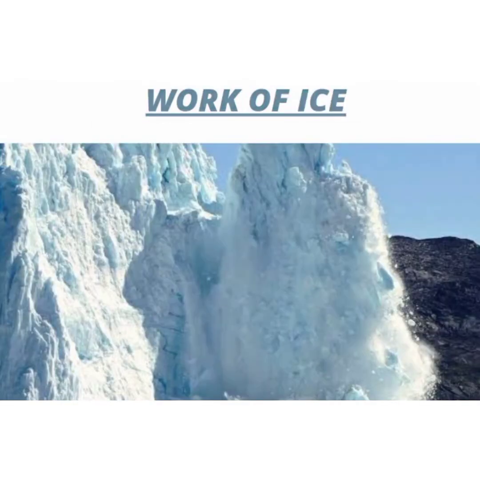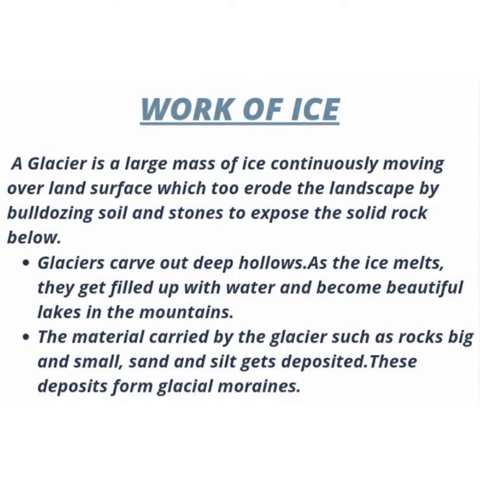Now we will discuss the work of ice. A glacier is a large mass of ice continuously moving over the land surface, which erodes the landscape by bulldozing soil and stones to expose the solid rocks below. Glaciers carve out deep hollows. As the ice melts, they get filled up with water and become beautiful lakes in the mountains. The material carried by the glaciers, such as rocks big and small, sand and silt, gets deposited, and these deposits form glacial moraines.